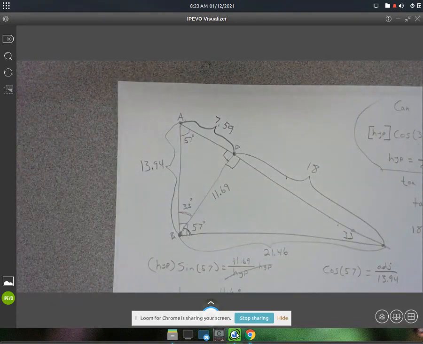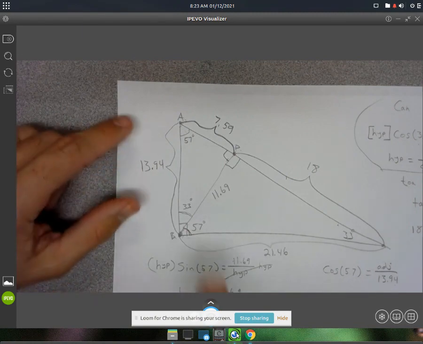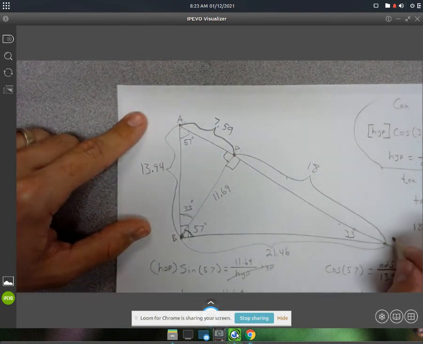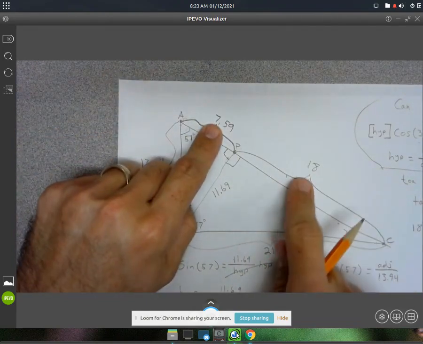And that does it. We have solved for every single piece of this triangle. The whole length AC would just be that plus this.